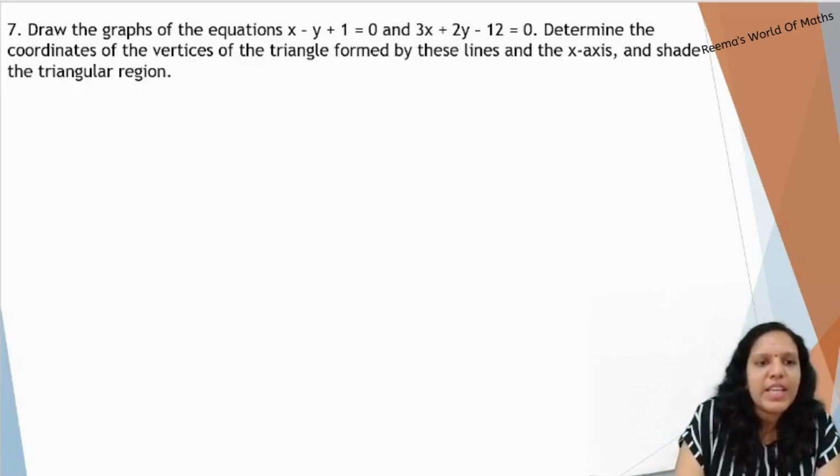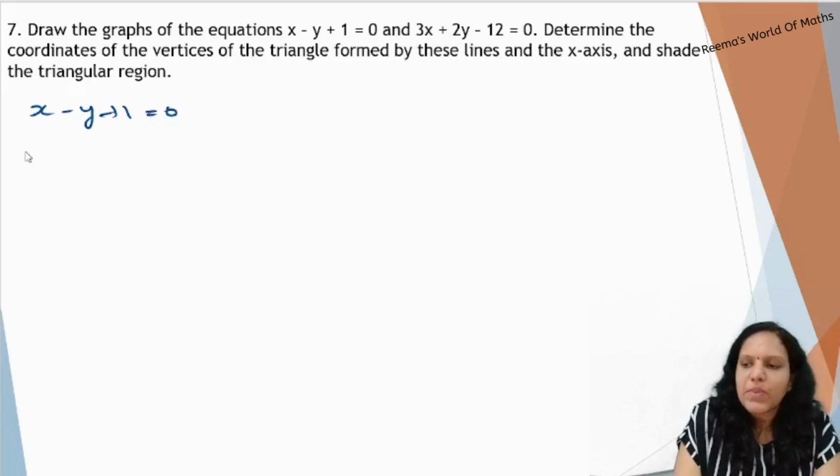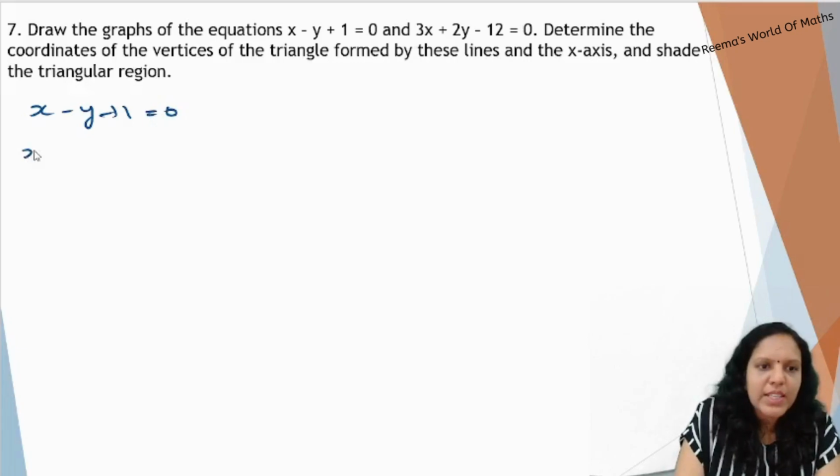The first equation given is x minus y plus 1 equals 0, which we can write as x equals minus 1 plus y. So, let's take the values of x and y.